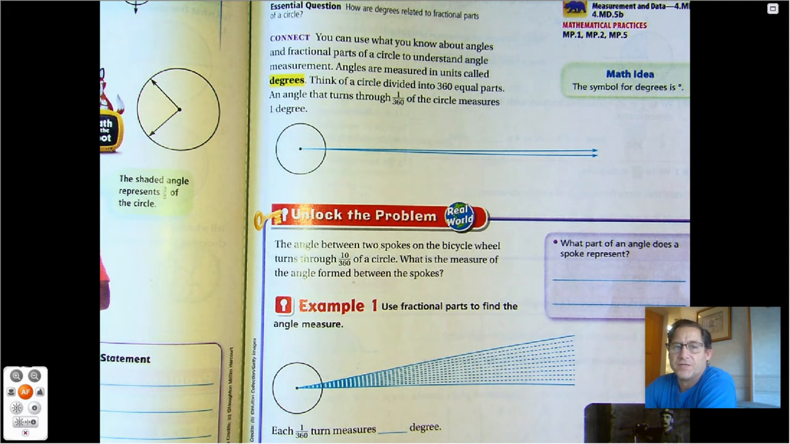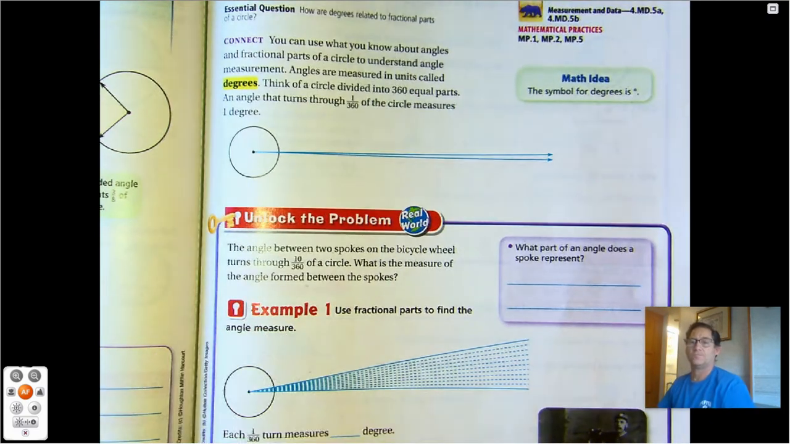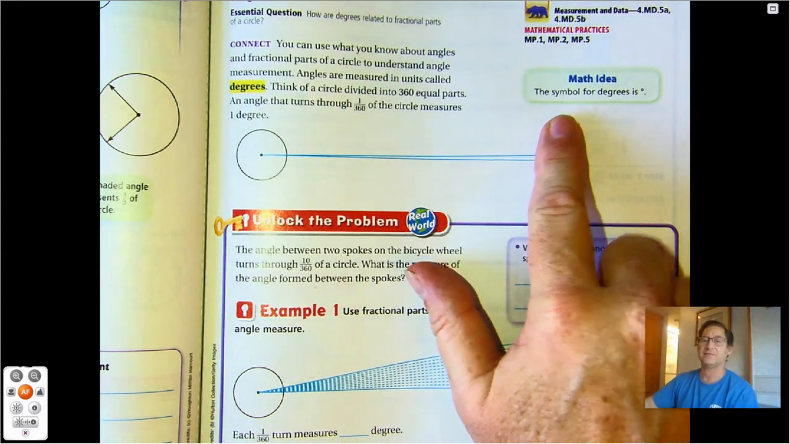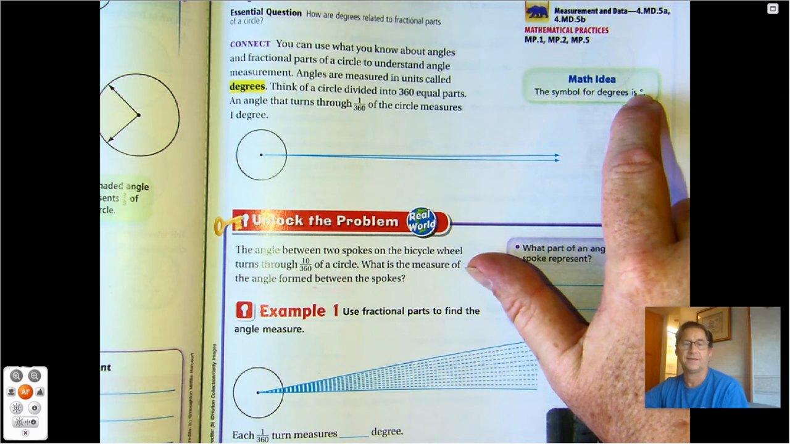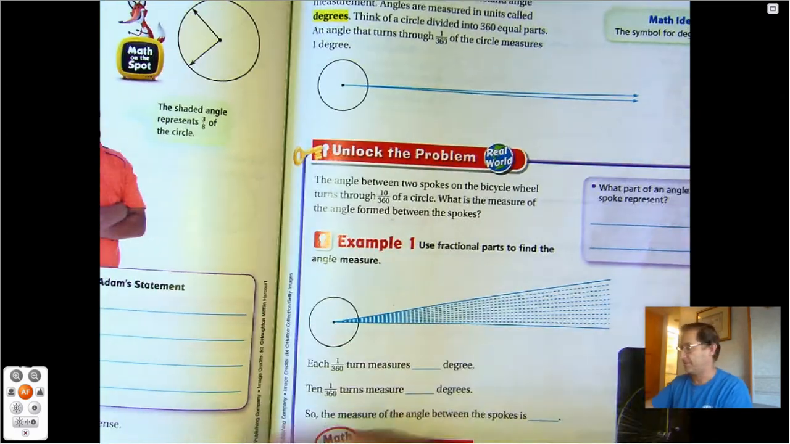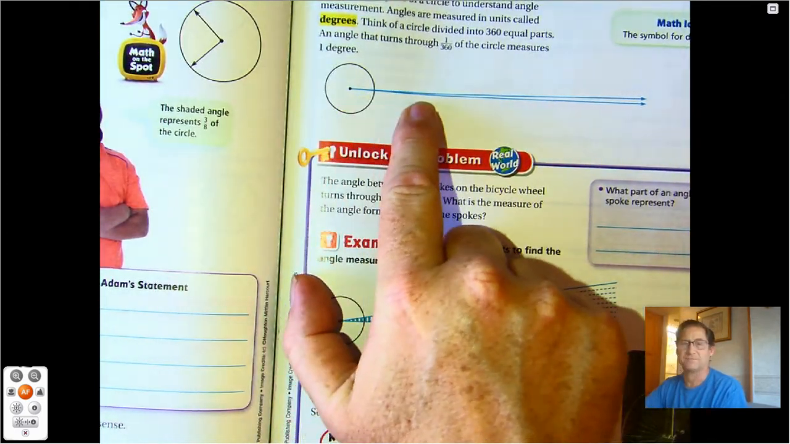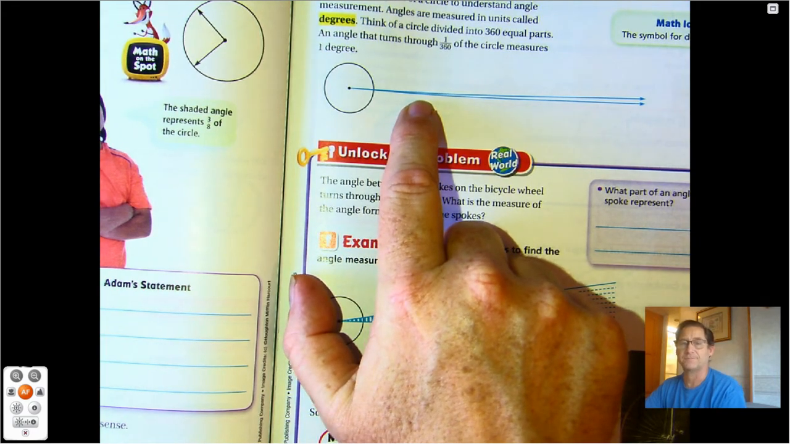Angles are measured in units called degrees. Think of a circle divided into 360 equal parts. An angle that turns through 1/360th of the circle measures 1 degree. Over here it says the symbol for degrees is the circle. So this is showing us 1 degree. That's a very small turn, right?